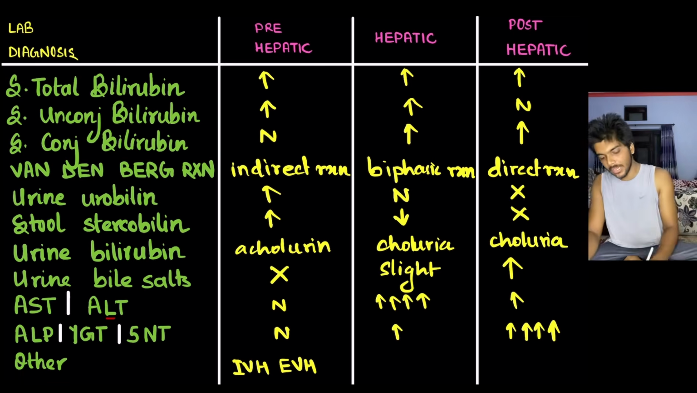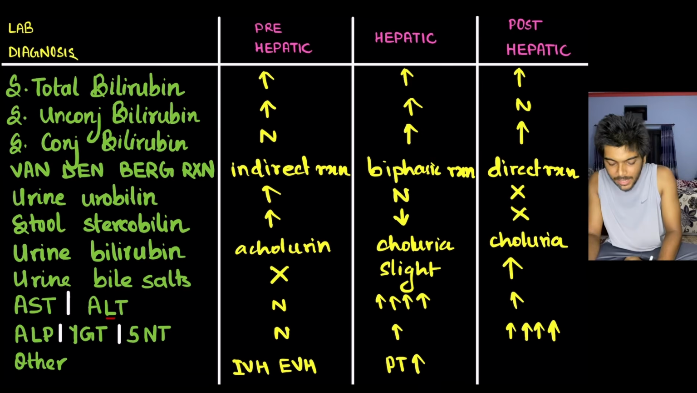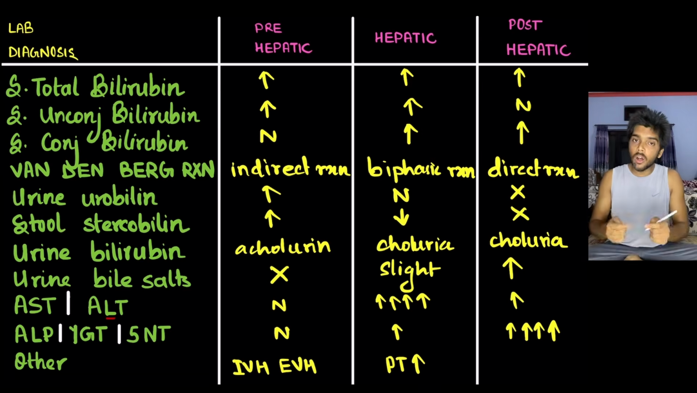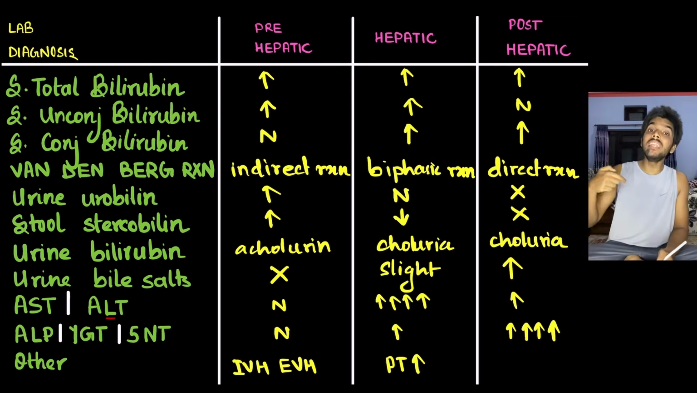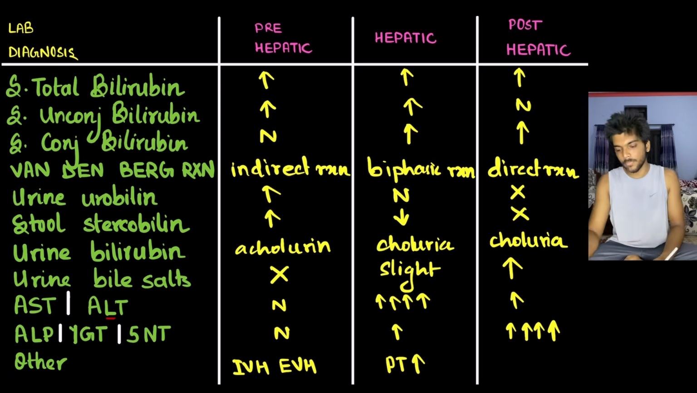Hepatic jaundice, since there is loss of function of the cell, the prothrombin time increases as well. If it is acute, just the prothrombin time increases. But if it is chronic injury to the cell, then albumin level in the blood decreases as well, because the liver cell stops making albumin.